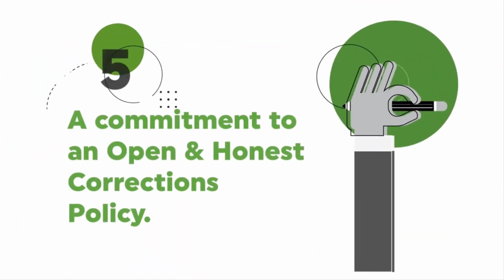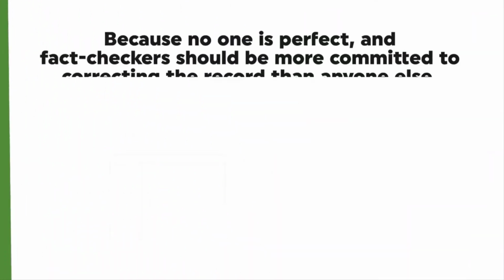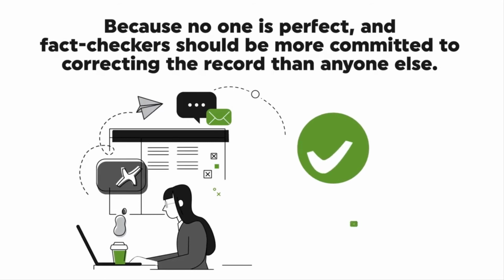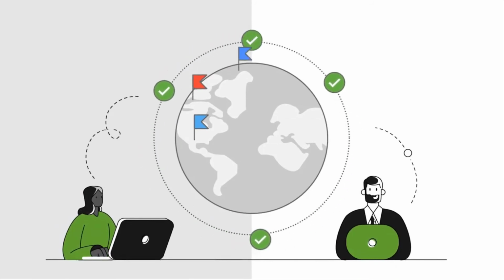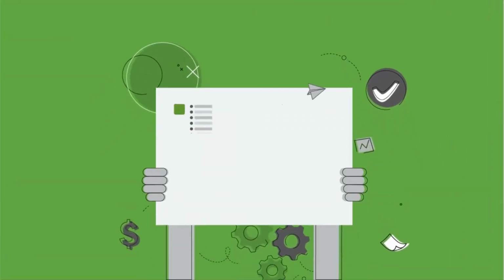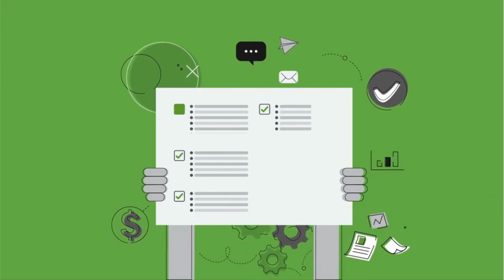A commitment to an open and honest corrections policy, because no one is perfect, and fact-checkers should be more committed to correcting the record than anyone else. Through a network of journalism experts from around the world, the IFCN checks whether fact-checking organizations are compliant with specific criteria related to those commitments.